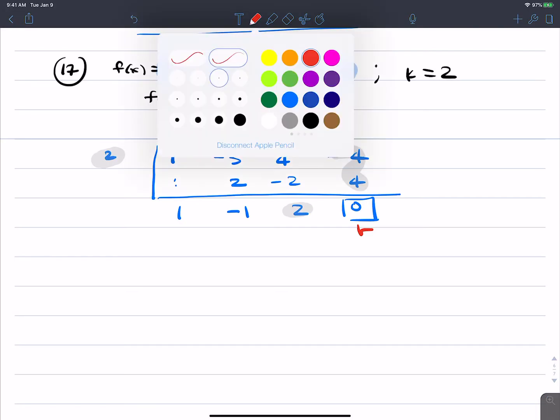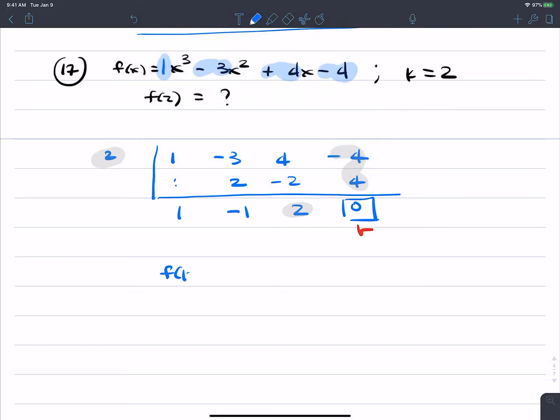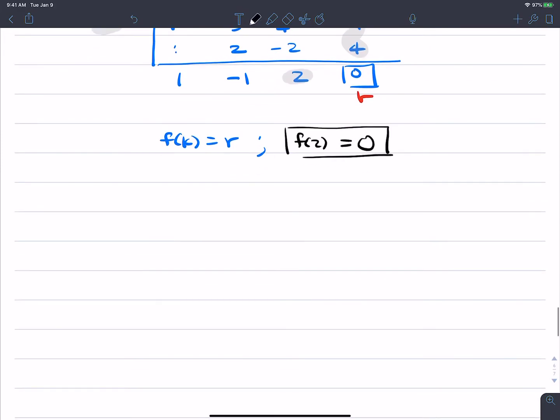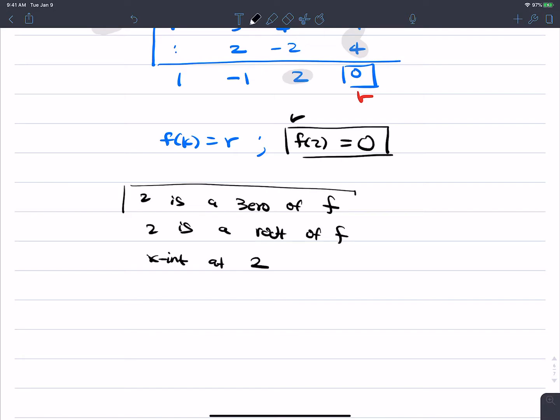And remember, the remainder theorem says that f of k is r. Or in this case, f of 2 equals 0 again. And again, we can say 2 is a 0 of the polynomial function. 2 is a root of the polynomial function. Or graphically, you have an x-intercept at 2. So the answers to the questions are going to be right here, these two. This is what they're looking for.